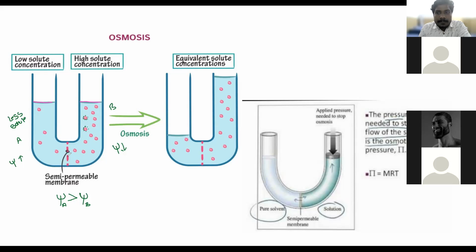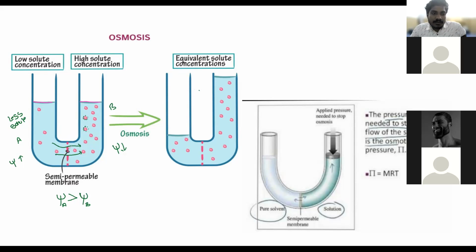Okay, so what will happen to equalize the water potential? This is very important. To equalize the water potential, some solvent molecules will move from side A to side B. And the movement of these solvent molecules will continue till equilibrium is achieved. So once the equilibrium is achieved, then what will happen? There will be no movement of water.